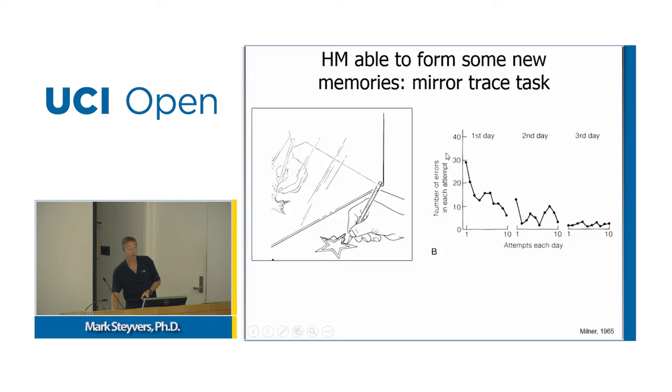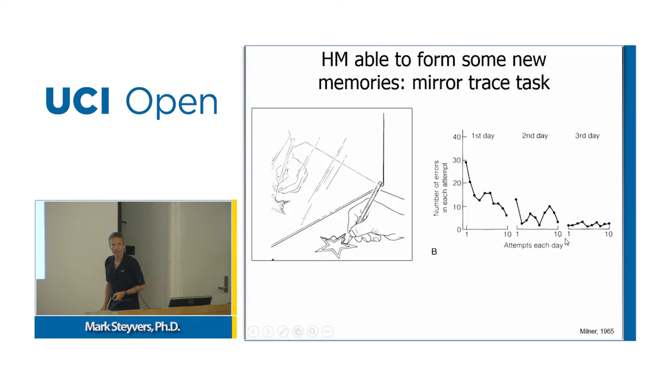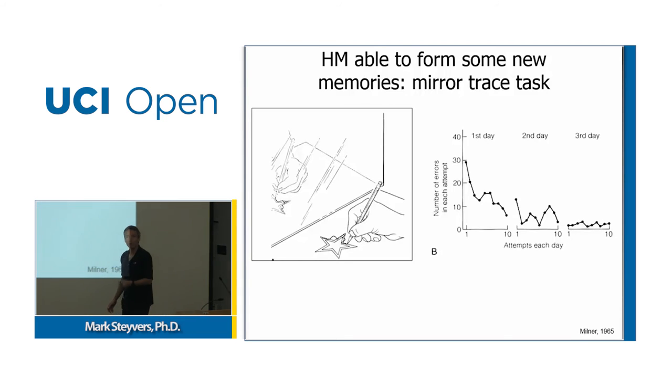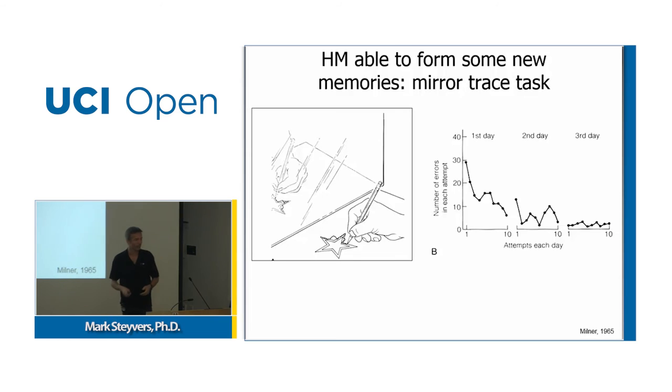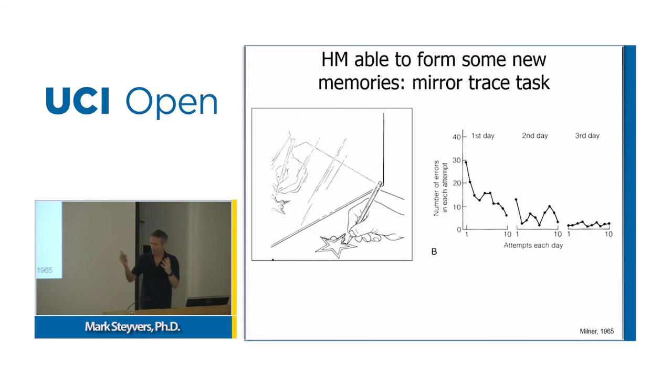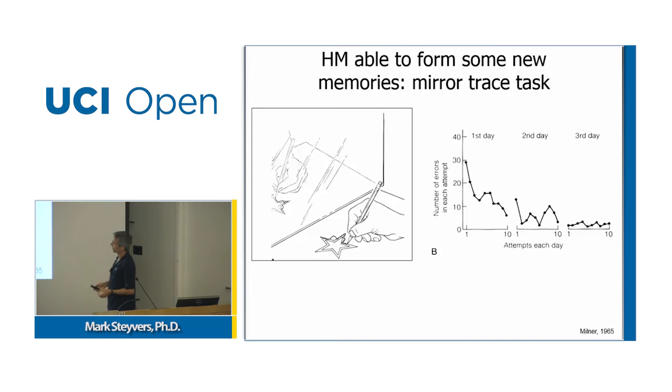But remarkably, HM also got better over time. This chart graphs the progress over time in terms of the number of errors that he made. And you can see after several days, he made fewer and fewer errors. But he wasn't aware that he became better. In fact, he didn't remember being in the experiment the day before. On top of that, he didn't remember the doctors that were conducting this whole procedure. Like, who are you? Why am I in this experiment? What is this experiment about? So this is a very strange dissociation between his explicit and implicit memory.